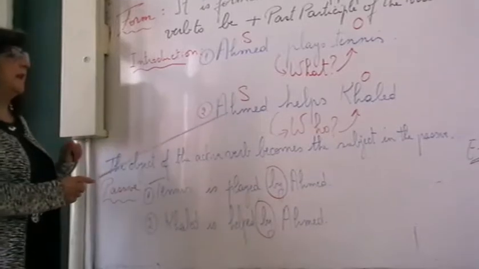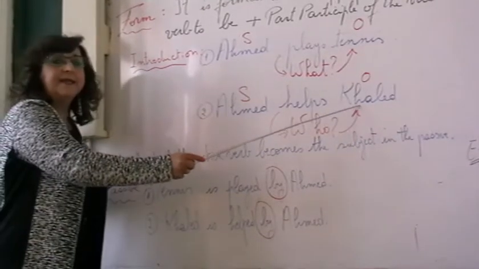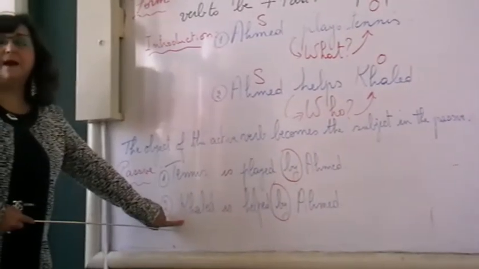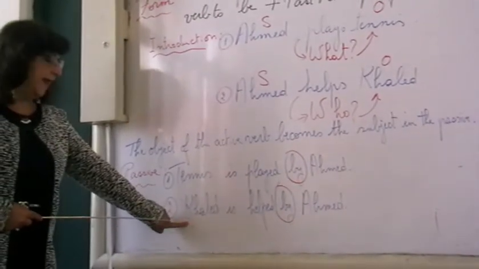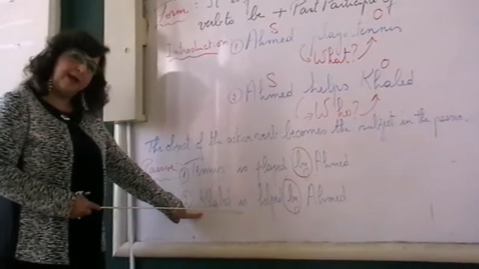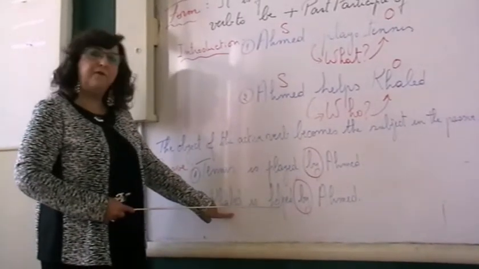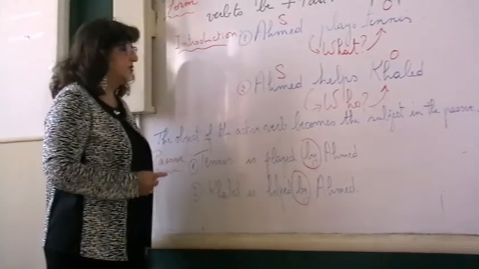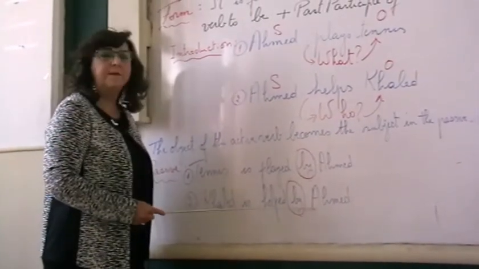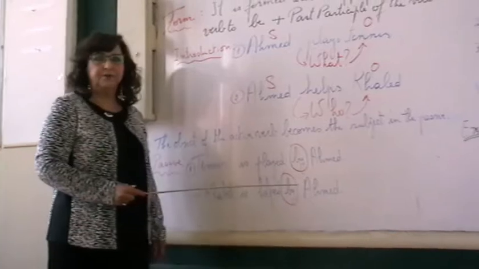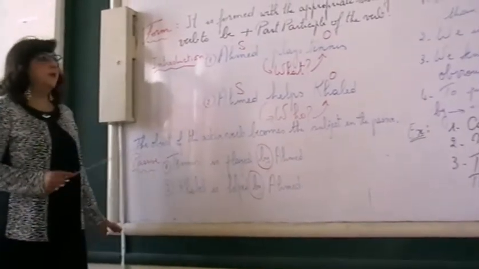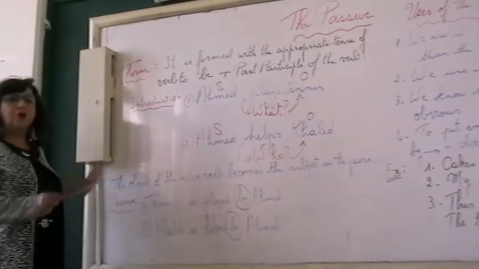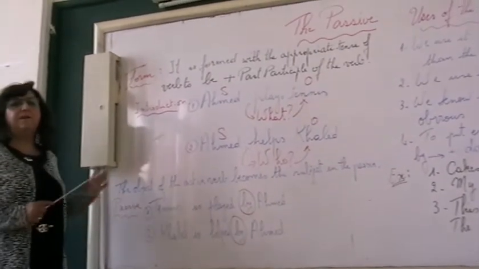Let's take another example. Ahmed helps Khalid. Here, Khalid is the object. So, we start by putting Khalid here, and it becomes the subject. So Khalid, and again I put verb to be, is, and then the past participle of verb to help is helped, and then by Ahmed. Ahmed was the subject, here we call him the agent or the doer of the action. Alright? So this is how we form it in general. The details, we'll discuss them later. But this is the concept, this is the idea of the passive.